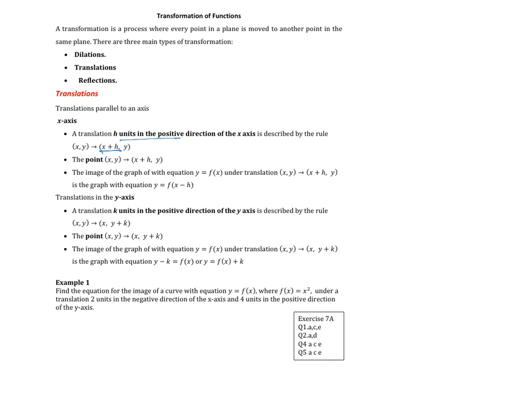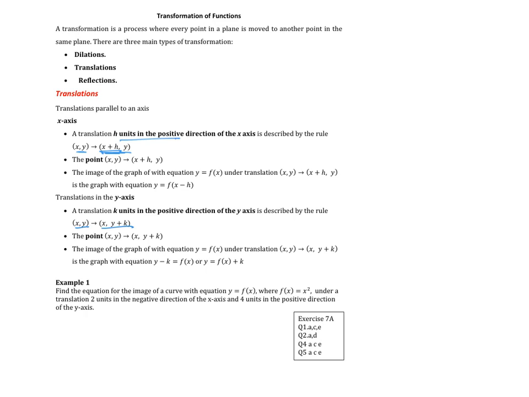If I move a graph h units in the positive direction of the x-axis, it means I'm moving it to the right a certain distance, which means my x coordinates get h added to them, don't they? So in other words, the point (x, y) becomes the point (x + h, y). In the same way, if I add k units in the y direction, the point (x, y) becomes the point (x, y + k). The y value increases by k units.